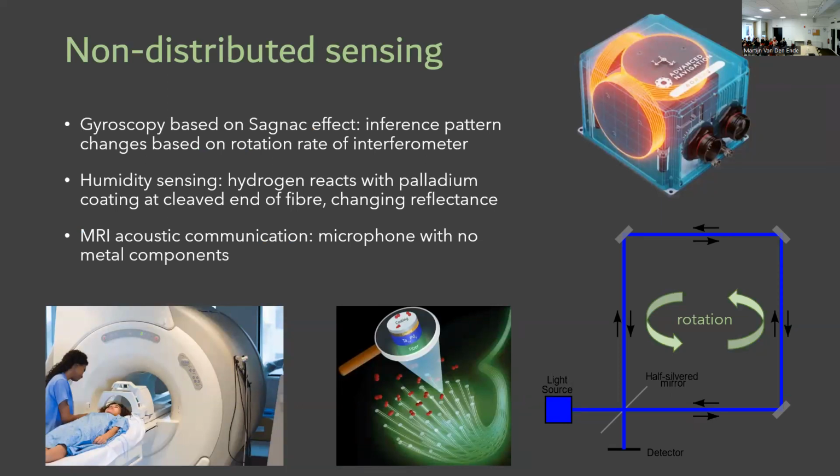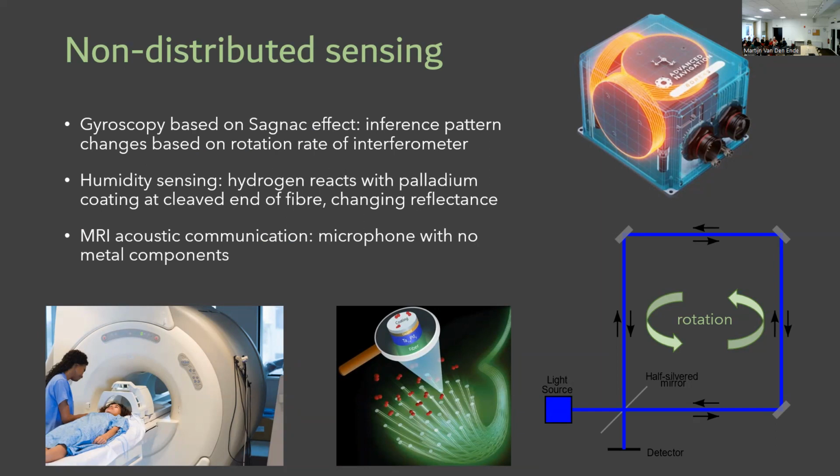And if your system is at rest, then you have a particular interference pattern. But if this system starts to rotate, then the interference pattern changes. And so you can infer the rate of rotation of your loop based on the interference pattern. And so you can create a 3-component gyroscope by just creating these fiber loops. And this is actually being used in the Boeing 767. So they use this kind of technique for navigating airplanes.